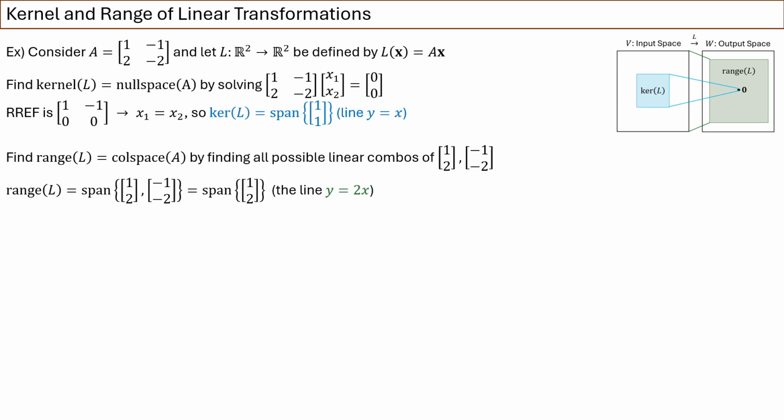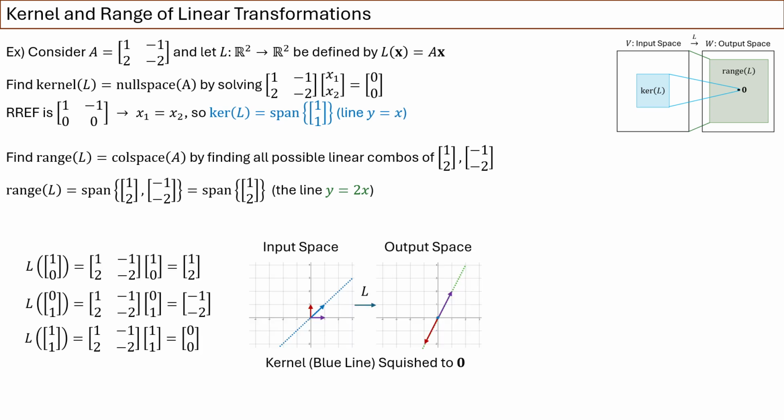Next, let's find the range. This is the same as the column space. We need to see what linear combinations of the columns we can create. If you look at the columns of A, you'll notice the second column is just -1 times the first column, so they're actually redundant. Therefore, our range is spanned by just the first column, the vector 1, 2. Those are the possible outputs we could get by doing the transformation L. Geometrically, this is the line y equals 2x.